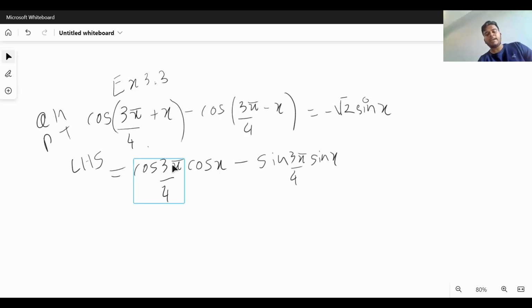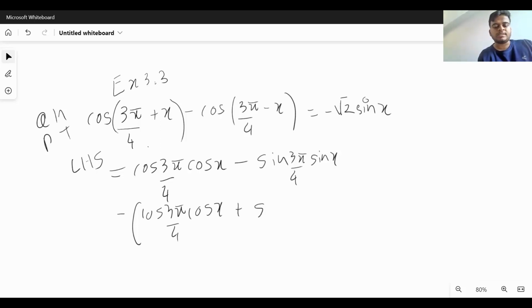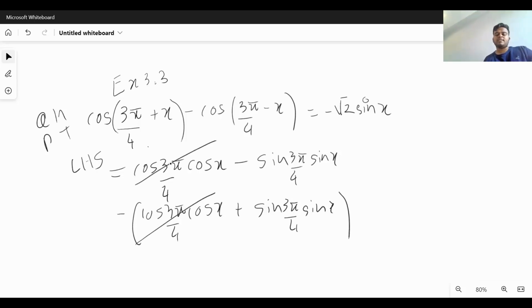Before plugging these values, I'll try and expand this as well and see if something is getting cancelled, right? Into the negative sign. I'll expand this term as well. Cos A minus B. Now cos A minus B is nothing but cos A cos B plus sin A sin B. I write that again. Cos 3 pi by 4 cos x plus sin 3 pi by 4 sin x. It's very easy to see that this term and this term gets cancelled, correct? The negative changes the sign inside here. And what we get is minus 2 sin 3 pi by 4 sin x, correct?